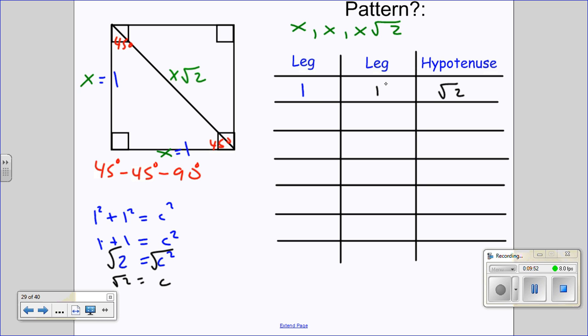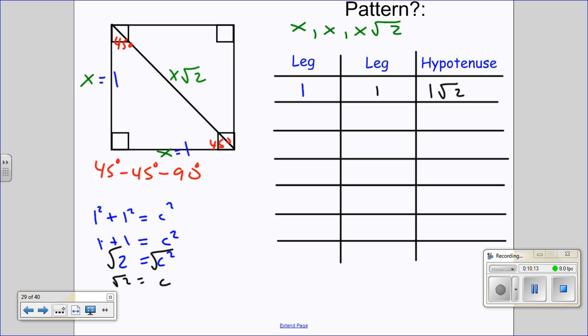So the legs will always be the same because it's an isosceles triangle. Why is it isosceles? Because it has 2 congruent angles. So the legs will always be the same. The hypotenuse will always be whatever the leg is with the radical 2 attached. So I could put a 1 here, but it's not necessary.